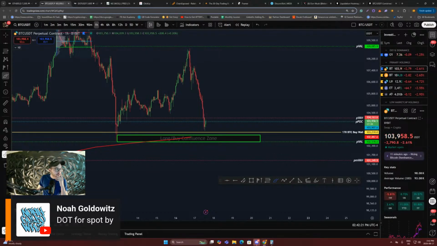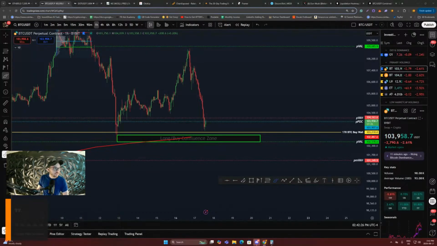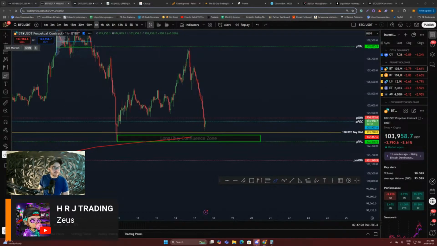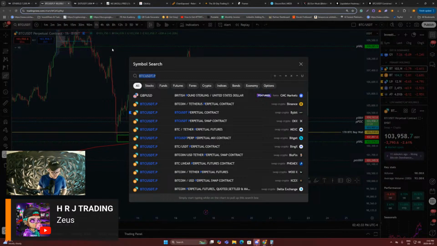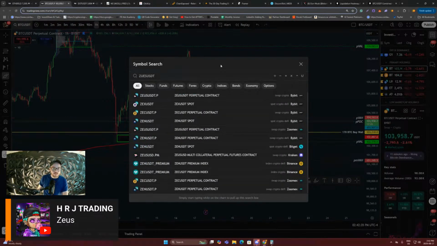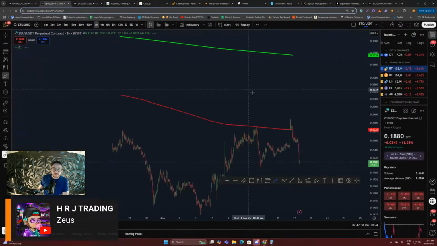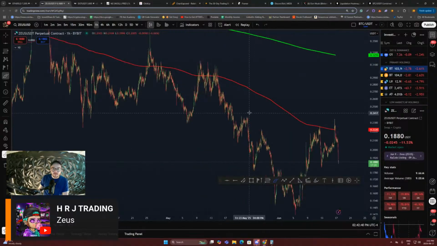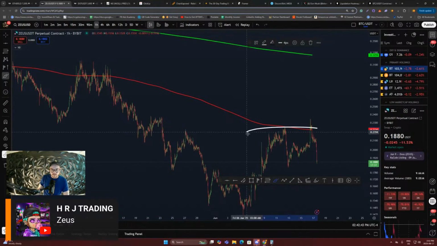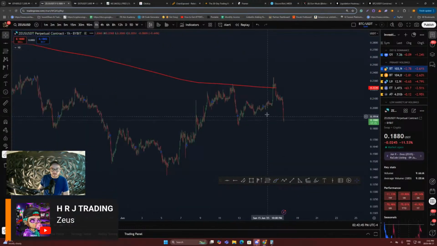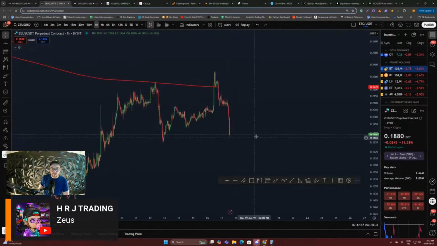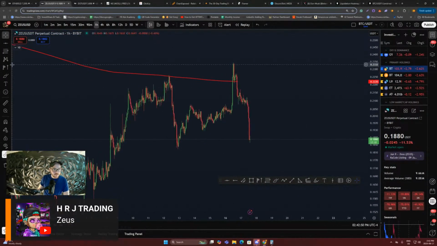So that was DOT. We got a request from HRJ for ZEUS. Okay, so I know I haven't charted ZEUS before. So let's take a peek. Perpetual Bybit. So we just hit our head off the 50-day EMA. We are at the bottom of this valley area, slightly deviated below this valley area low. I'll mark it so you can see it. Demand zone mitigation. We'll grab from here to here.